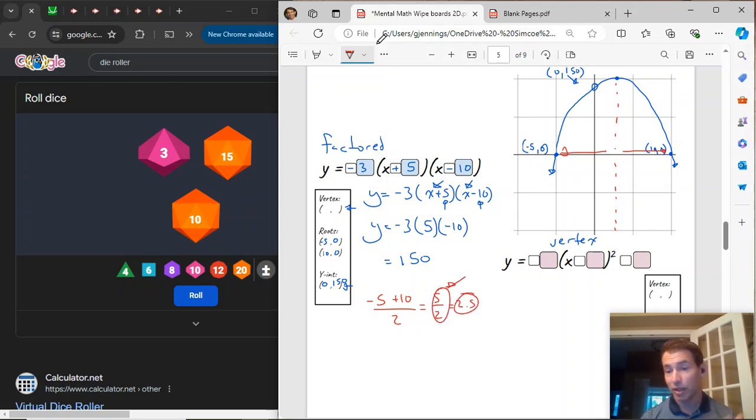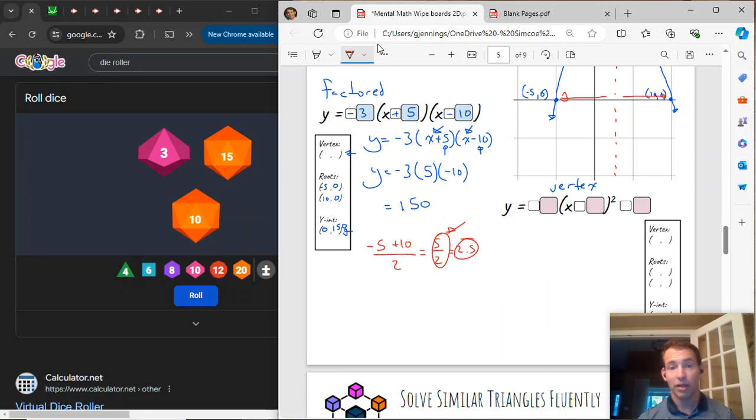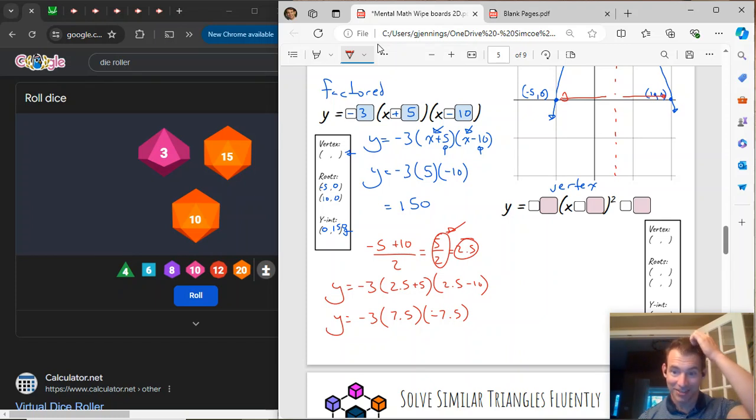And then we just input that into the quadratic. So we're going to have y is equal to minus 3 multiplied by 2.5 plus 5 times 2.5 minus 10. Okay, so carry on. Y is equal to minus 3 times 7.5 times negative 7.5. I said I was more comfortable with fractions, didn't I?